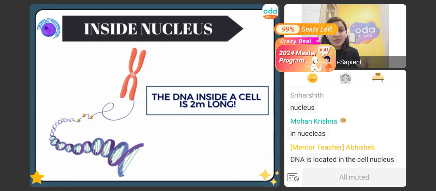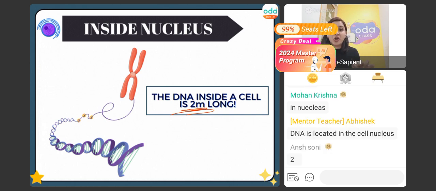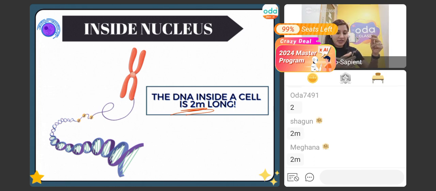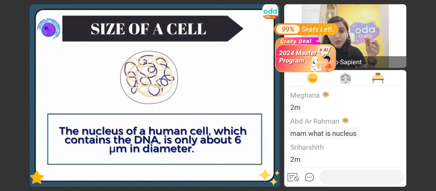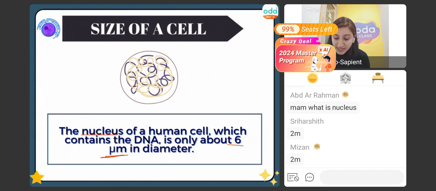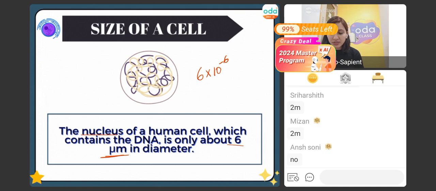Now, DNA inside a cell is how many meters long? 2 meters long. So assume that this is your DNA. It is 2 meters long. Now, it has to fit into the nucleus, and the nucleus has a 6 micrometer diameter. What is a micrometer? 6 into 10 to the power minus 6. How can 2 meters fit into 6 micrometers?